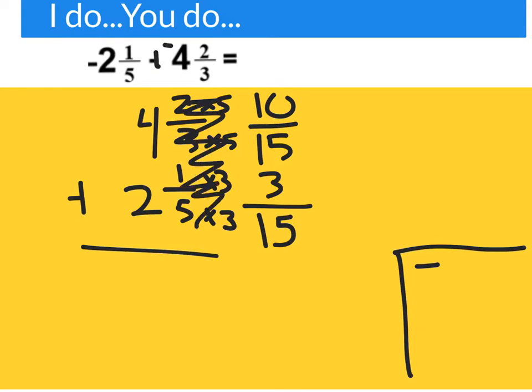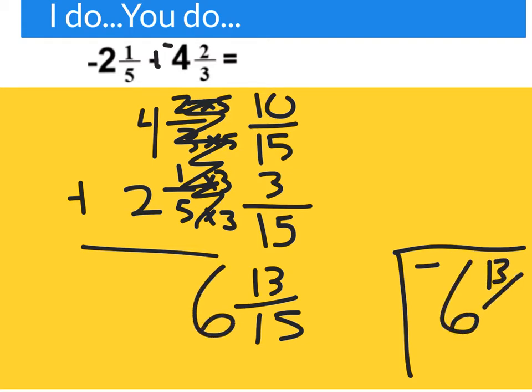So now remember we're adding these because they're on the same team. So we add the tops, leave the bottoms. Add the numerators, leave the denominator alone. Add your whole numbers. 4 and 2 is 6. Move it over because it's not 6 and 13/15. It's negative 6 and 13/15.